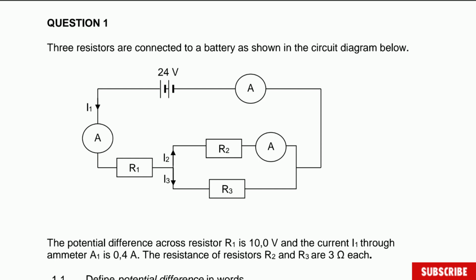It's only one question. This question says 3 resistors are connected to a battery as shown in the circuit diagram below. You have the battery there which has 24 volts. You can see it here.